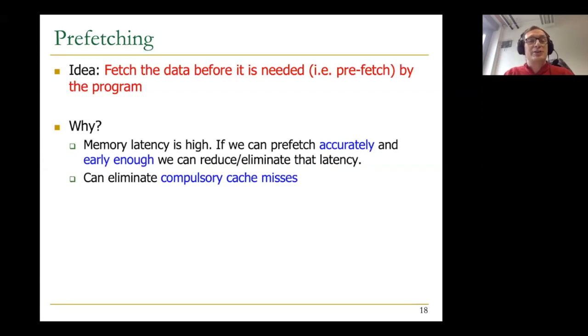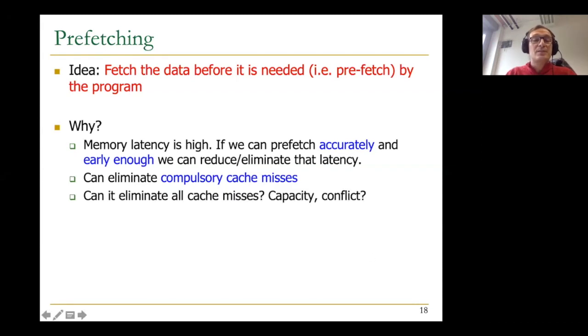So prefetching and caching work well together in the sense that one is reactive and one is proactive. If prefetching cannot prefetch, caching can catch it. If caching cannot catch it, well, I guess it doesn't make sense for caching to not catch it. But if you have a conflict miss, for example, in a cache, then the prefetcher can actually proactively prefetch data early enough so that it can get rid of conflict misses as well as compulsory cache misses, clearly.